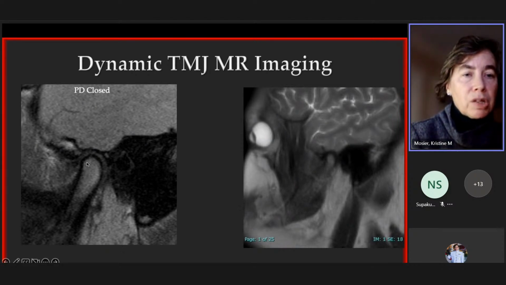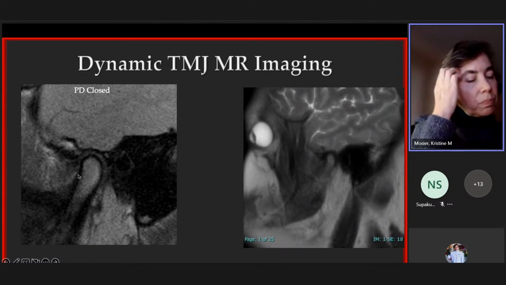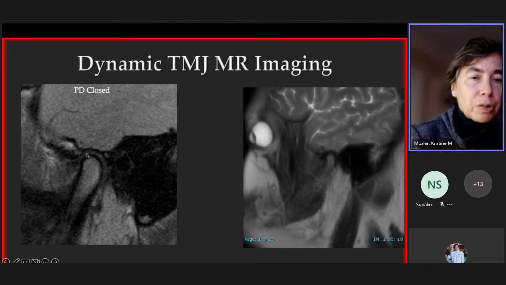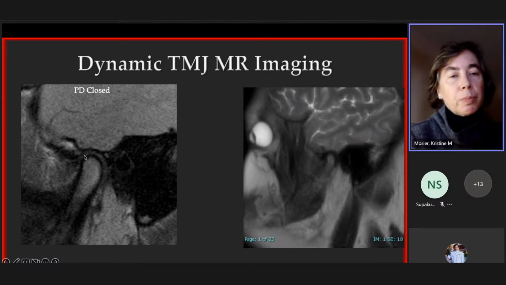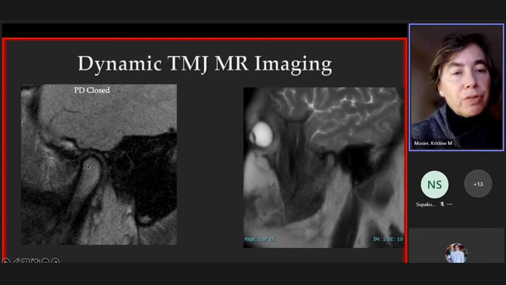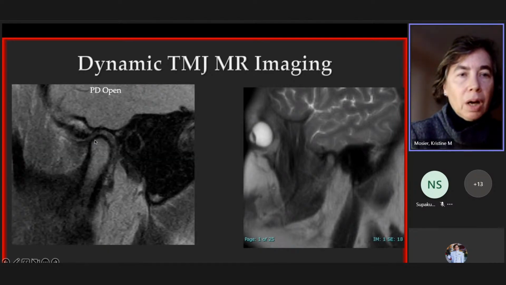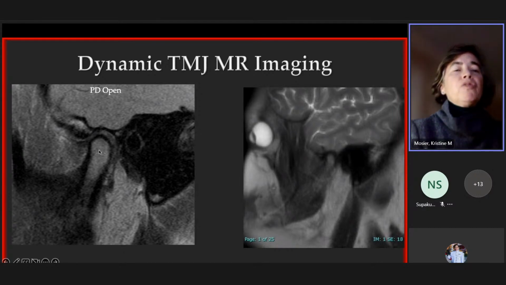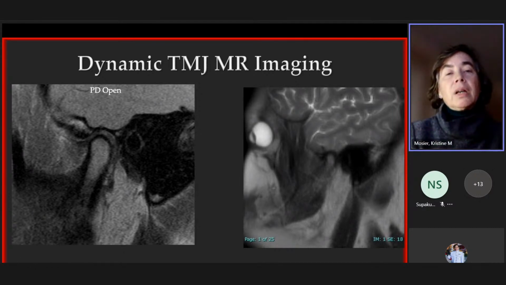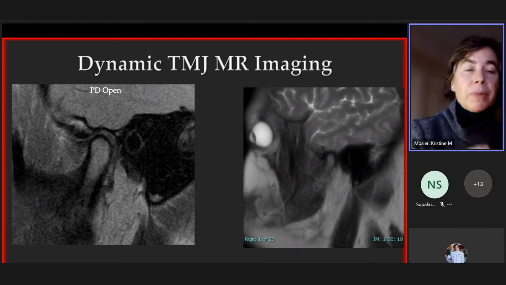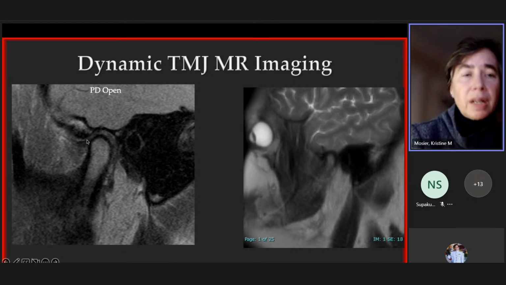So we have this patient's proton density image in the closed position. Here's our articular disc over the top of the condylar head, with normal position of the condyle and the articular fossa. As we look in opening, we're not really seeing any movement here. In the opening, as we acquire with static images, we put a syringe between their teeth to open up those jaw joints, and you see there's really not any movement here.